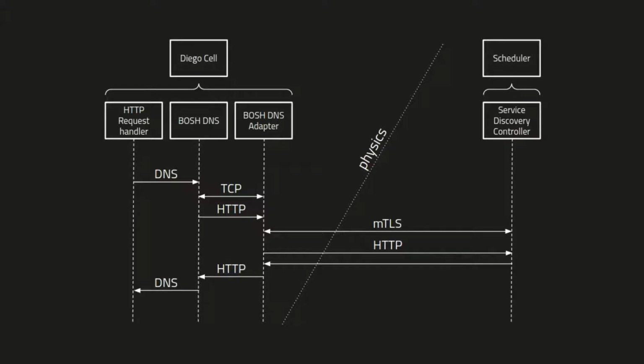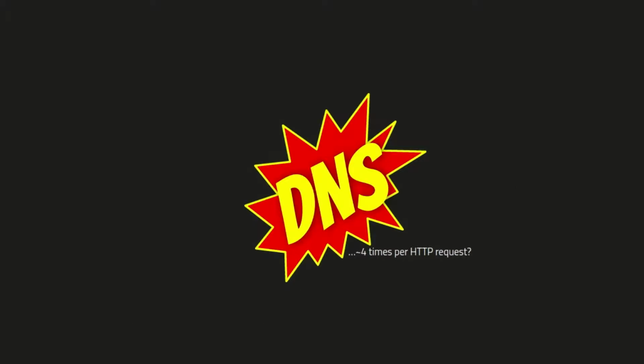Now that BOSH DNS adapter has received its response from the service discovery controller, it can in turn respond to the BOSH DNS request, which will in turn send a DNS response back to the original app. And this was happening approximately 4 times per incoming HTTP request to the tenant's app. The tenant's code was doing this multiple times whenever they were recording a metric.